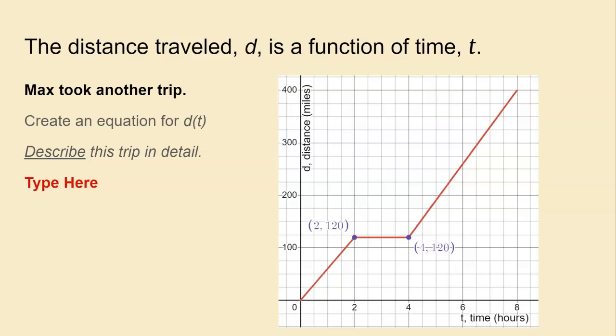Now I'm giving them another trip. And this is giving us an opportunity to create a piecewise equation to represent this graph, so that we're reviewing that concept. Then they're going to describe this trip in detail. So we would want to talk about the rate of change for each of the pieces and what's going on with Max on this trip.